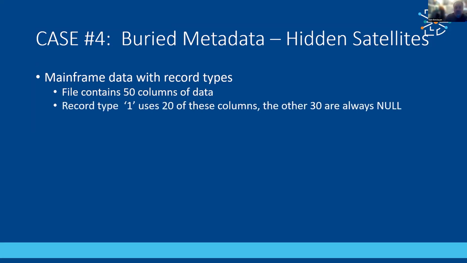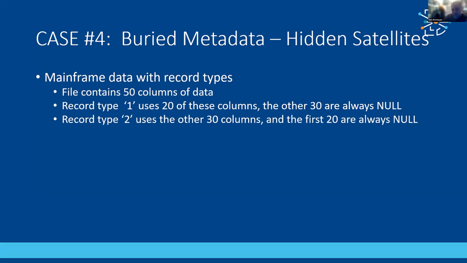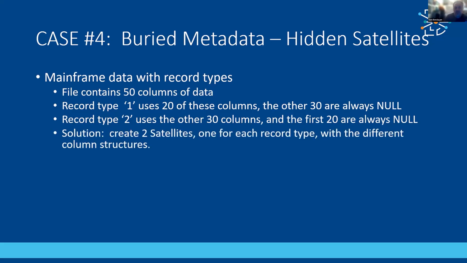So if a file contains 50 columns of data, record type 1 will use 20 of these columns. The other 30 are always null. Record type 2 is the opposite. It'll use the other 30 columns. The first 20 are null. So what's happened here? What's happened here is that the source file is not an accurate representation of what the data really is. Okay? There is buried metadata that is not in the source file.